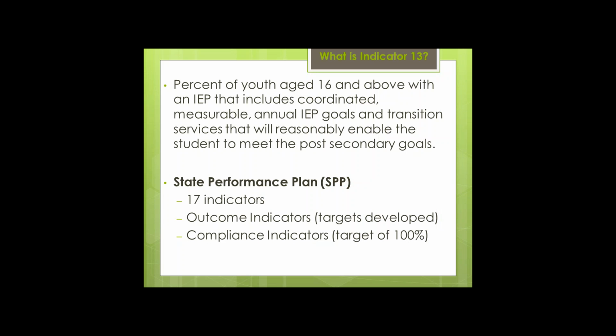What we're looking at today is what we call Indicator 13. It's part of the State Performance Plan. There are 17 indicators. Indicator 13 has to do with post-secondary transition plans, plans that begin with the first IEP in effect when a student turns 16 years old, or younger if appropriate, and is part of our annual count to the federal government.